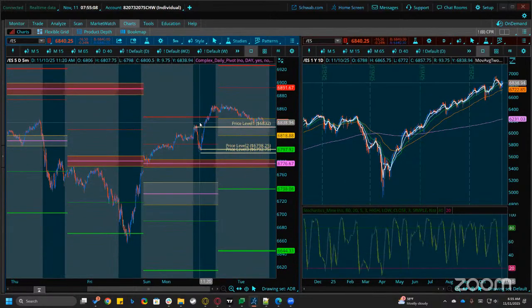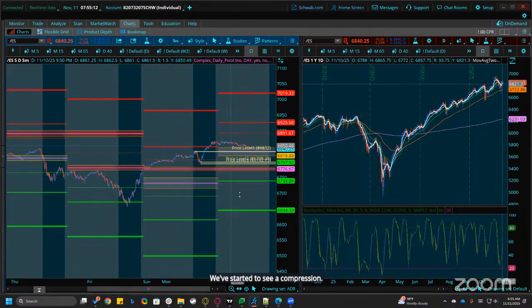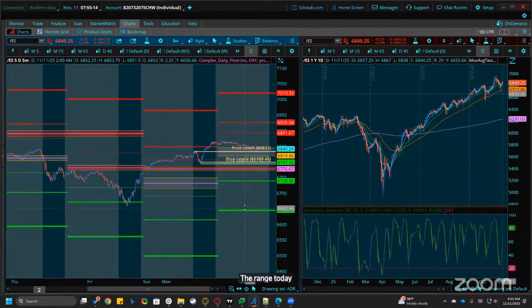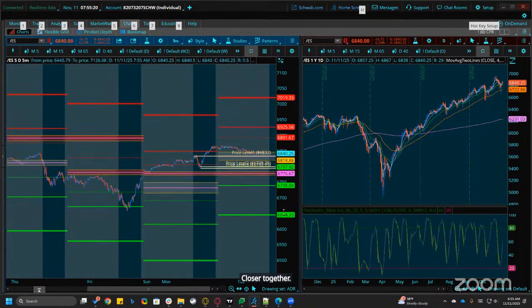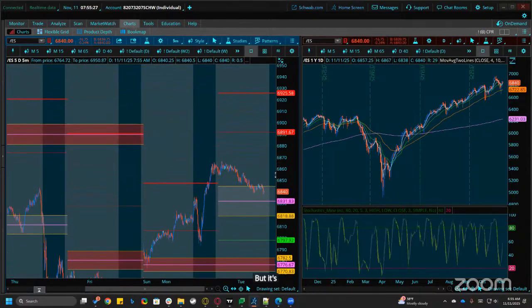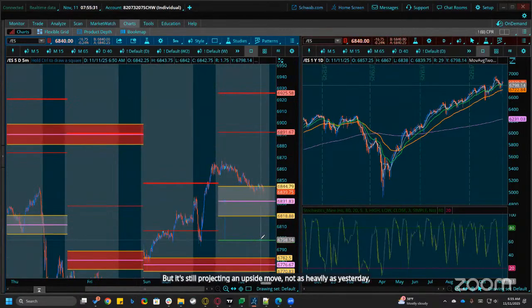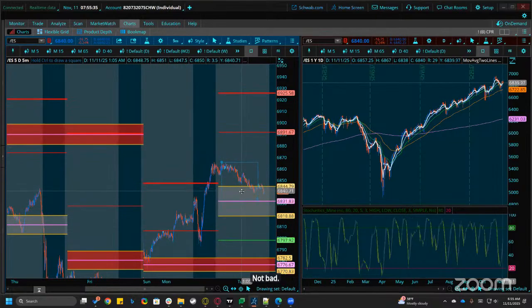Due to the size of yesterday's moves, we've started to see a compression. The range today on the S&R lines are narrower than they were yesterday, closer together. But it's still projecting an upside move, not as heavily as yesterday, but not bad. You can see the upside is much farther away.